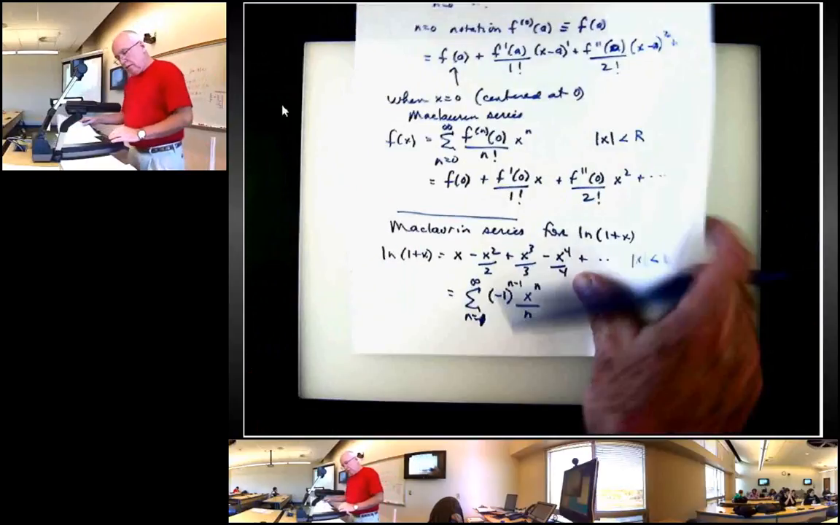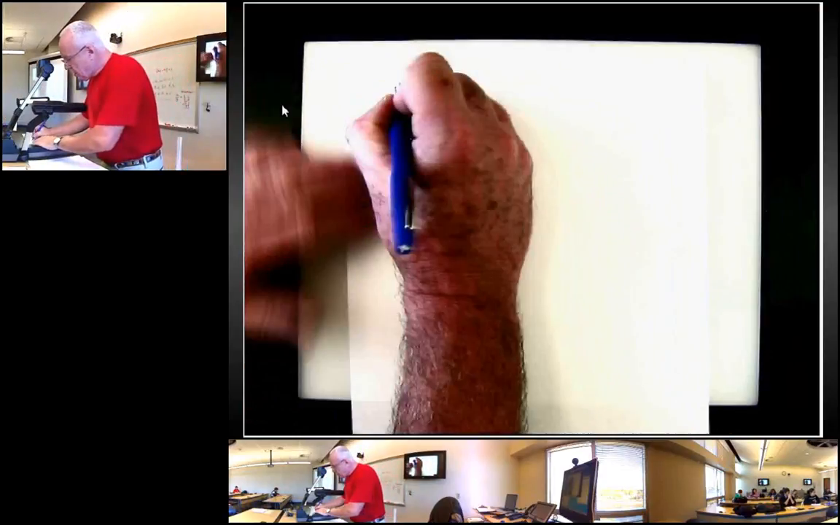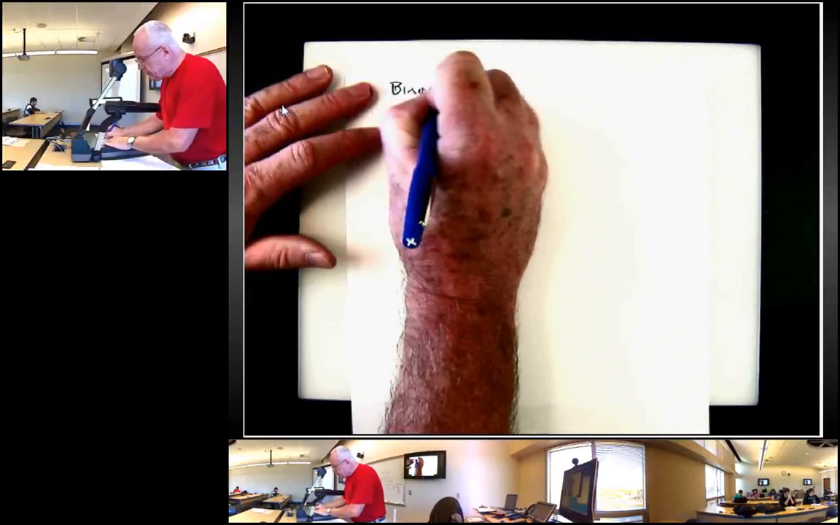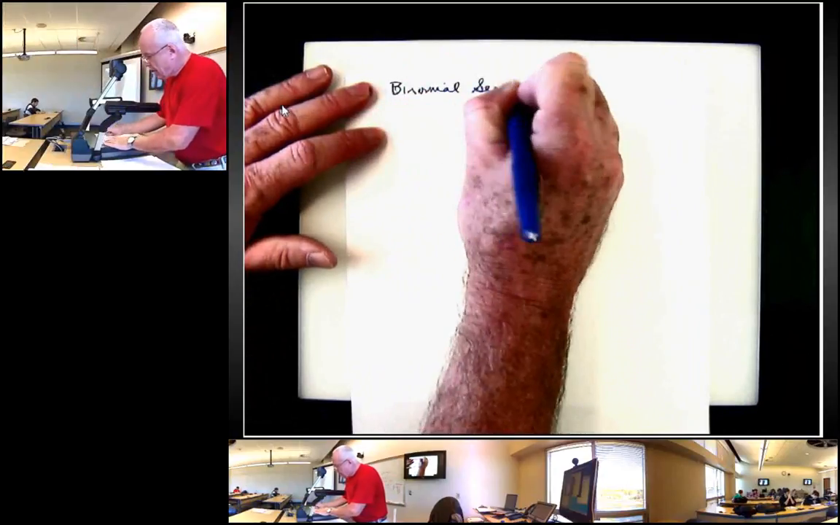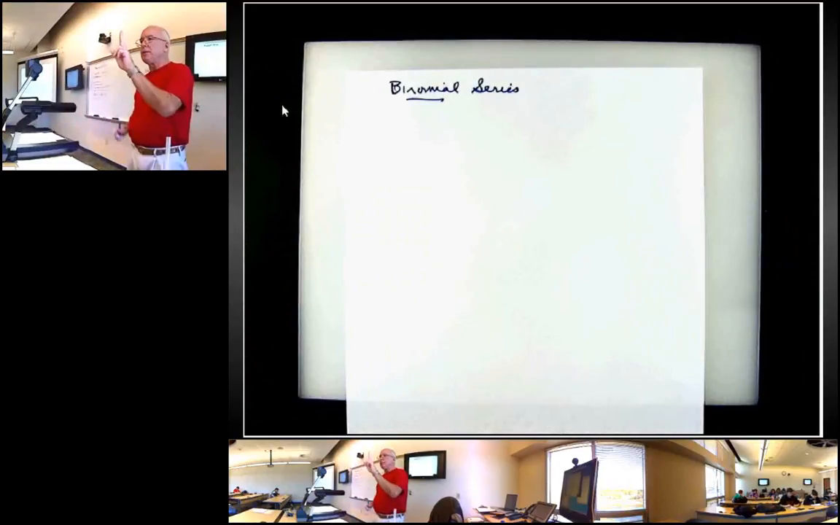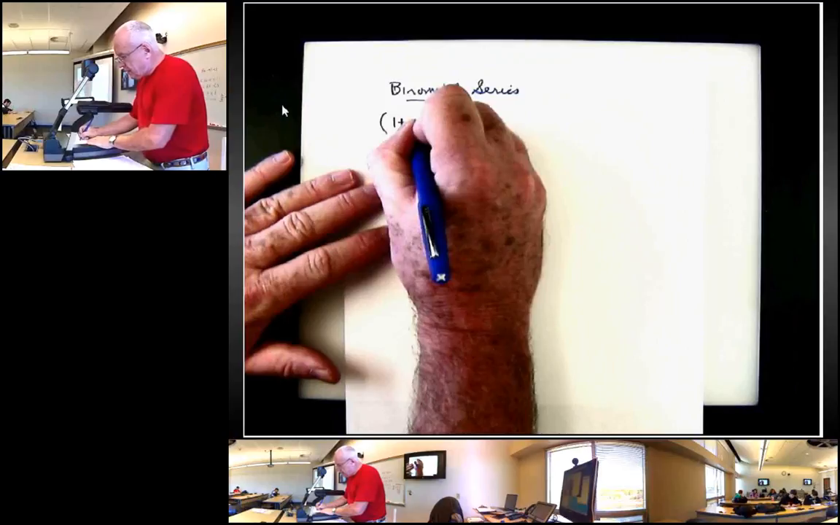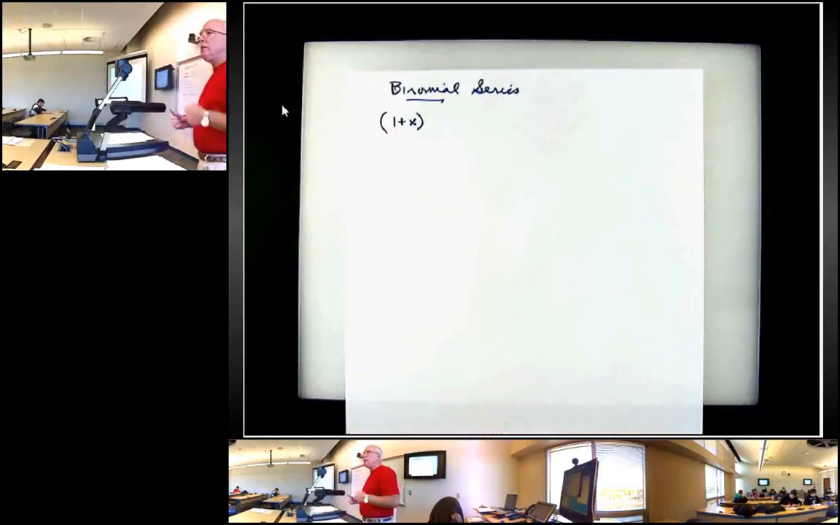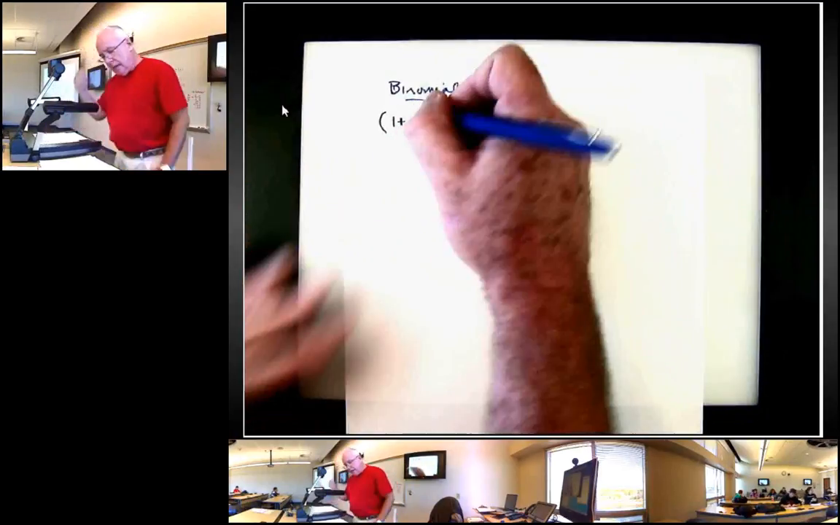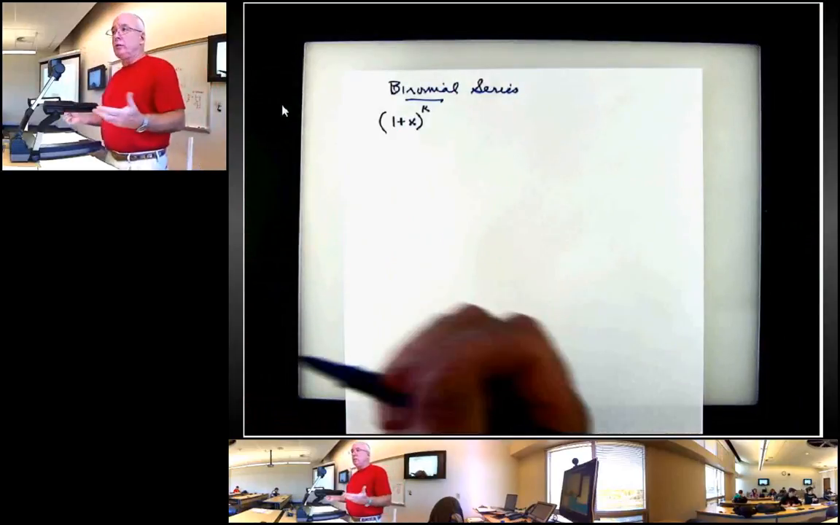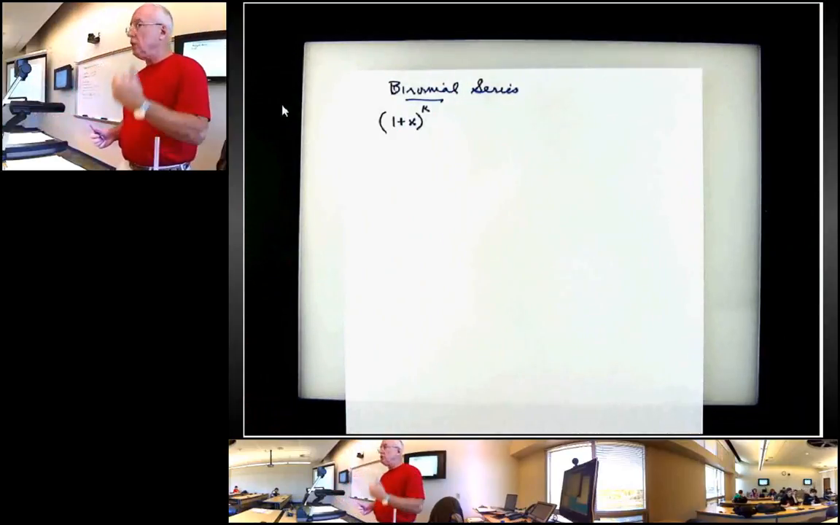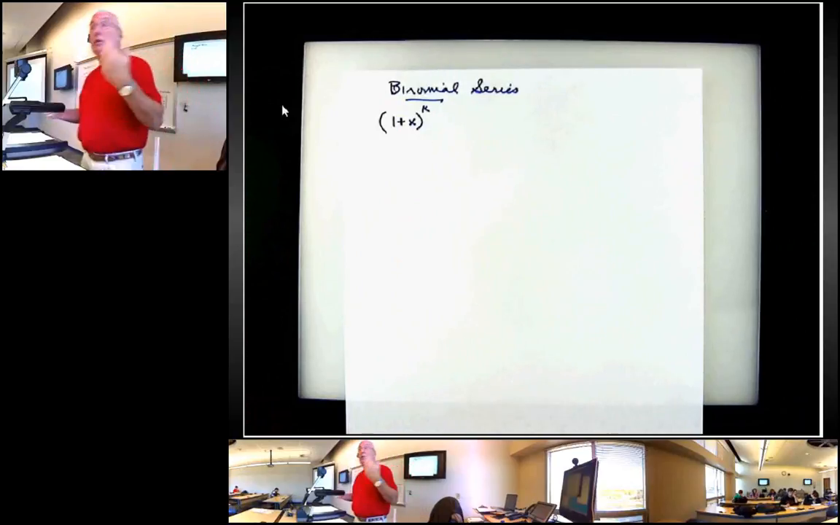The next thing we're going to look at is a general binomial expansion, or a binomial series. It's called a binomial because inside the parentheses we have two terms. We have 1 plus x in parentheses, raised to the k power, and k can be any real number. It doesn't have to be a whole integer. It can be a fraction. It can be a negative number. Any real number.